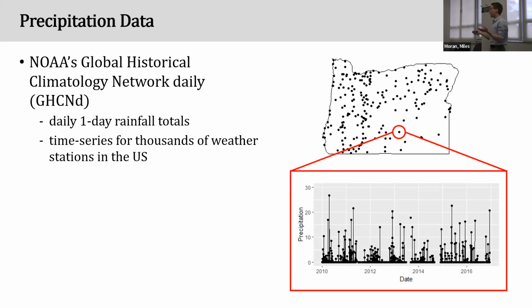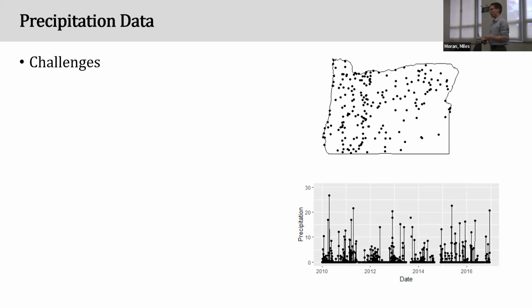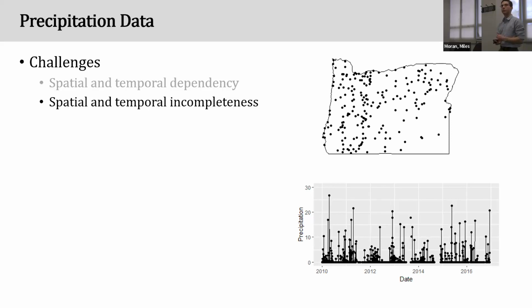So we've got a lot of data, but the question is, how do we actually use it? Because the data itself is not straightforward. There are some challenges with it, and the most obvious is the spatial and temporal dependency in it, right? If there's spatial and temporal autocorrelation, we have to account for that in some way as we're analyzing the data. The other thing is that the data is spatially and temporally incomplete. Now, the temporal incompleteness part of this is pretty easy to understand, right? If I look at this time series over here, there are gaps in the data, right?